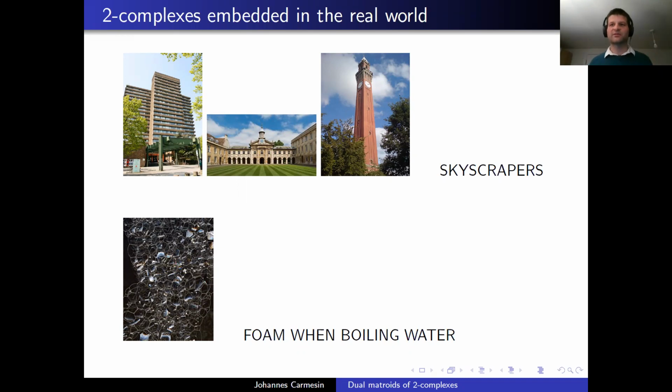So that's not a big deal here, and I will do it quite often in the talk: if there's a face and it has a boundary larger than 3, then just triangulate it and put in some other faces. And then perhaps a more physical example is if you take a pot of water and boil it, then you see some foam emerging there, and you see a nice 2-complex coming up.